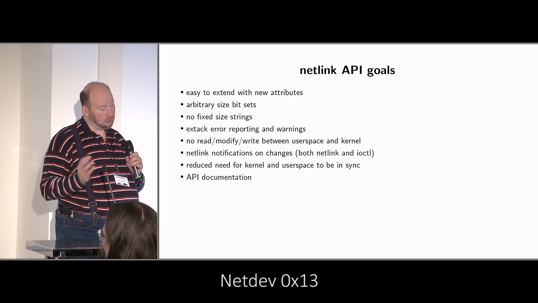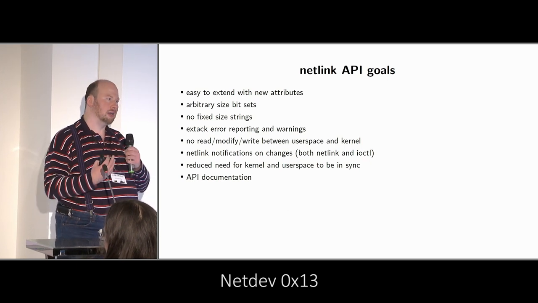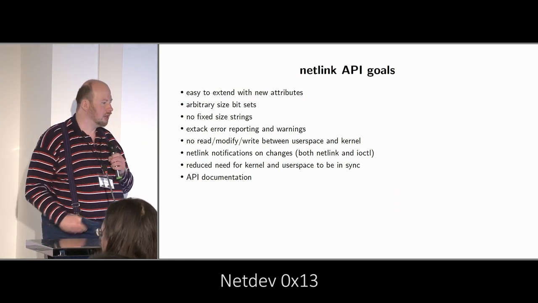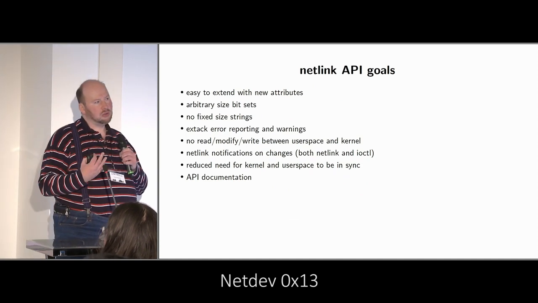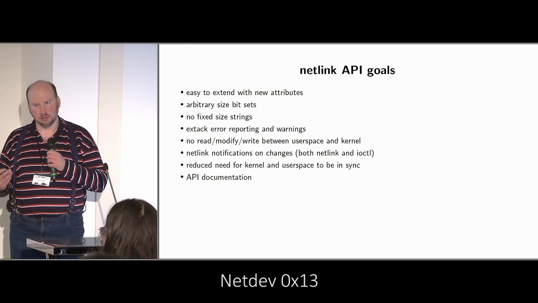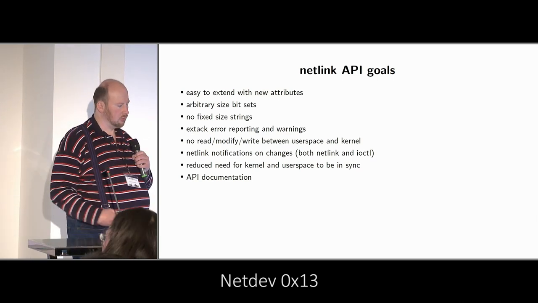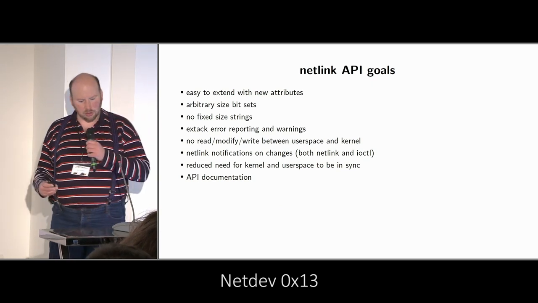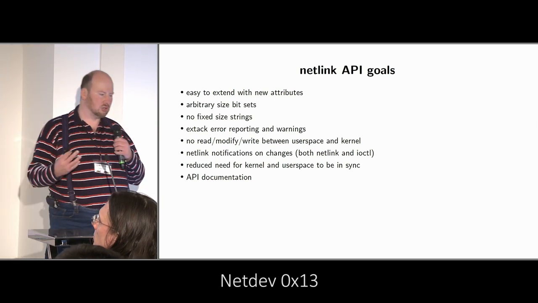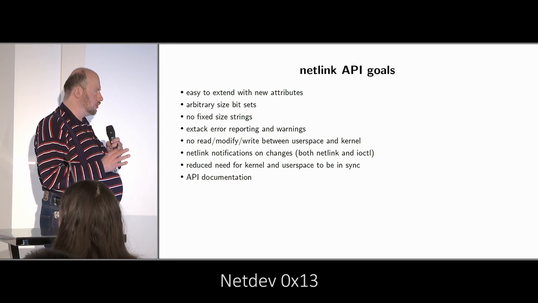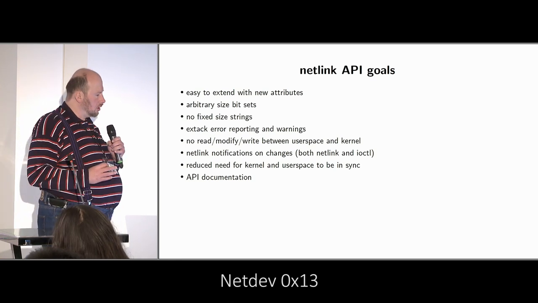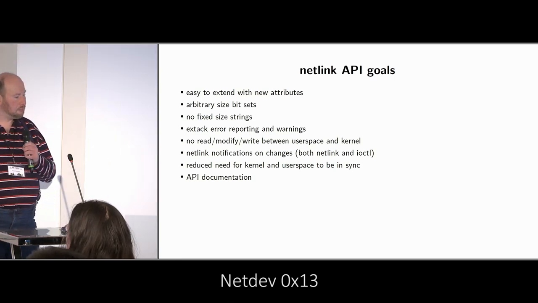So if you don't have any holes and you want to add an attribute, you have to add a new command. And this is what happened many times in the past. That's bad. So with Netlink, you can easily add new attributes to extend the interface, to add new parameters, new information, and so on. The proposed Netlink API also works with bit sets of arbitrary size, so not limited to 32-bit bit fields, well, mostly. We don't have fixed size strings.